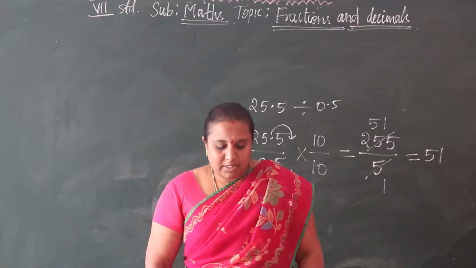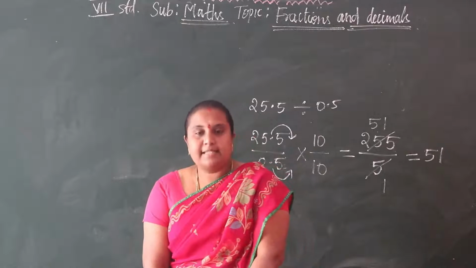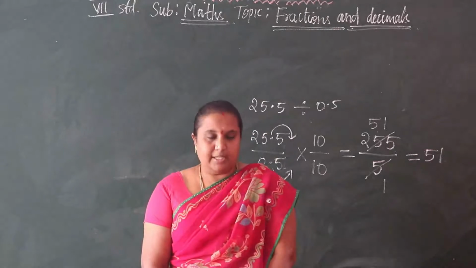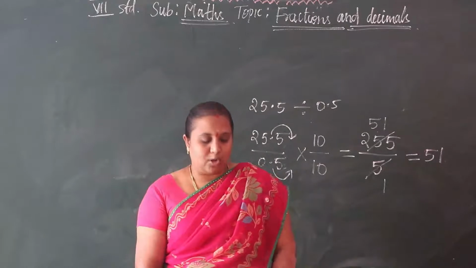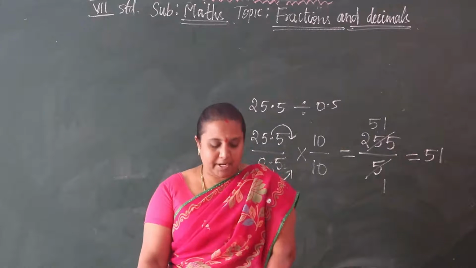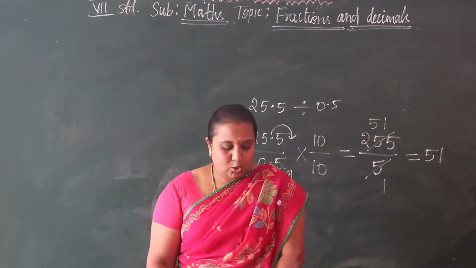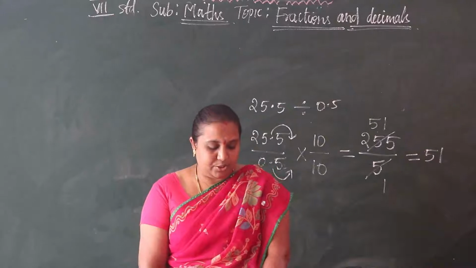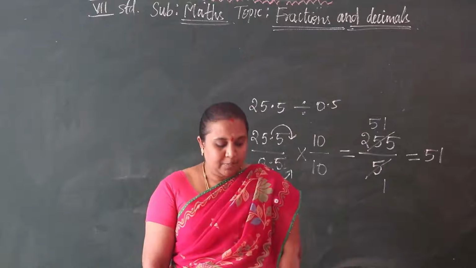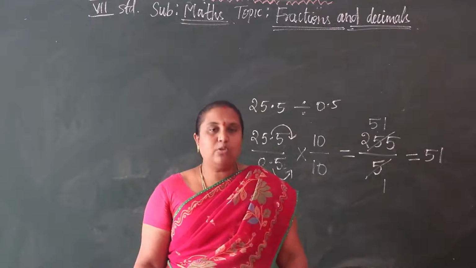Then you have an example sum: each side of a regular polygon is 2.5 centimeter in length. The perimeter of the polygon is 12.5 centimeter. How many sides does the polygon have? So we have to find out.